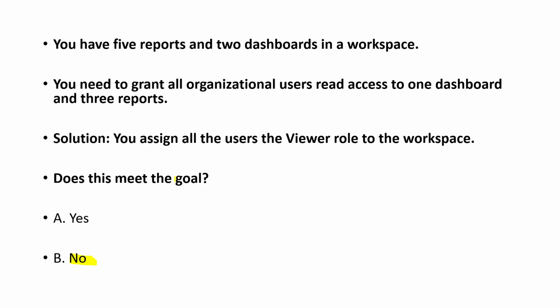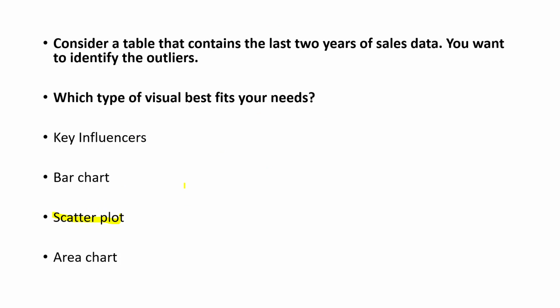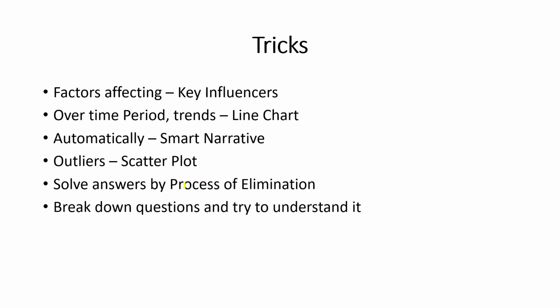See, these are very simple questions. Means if you understand it properly, the Indian Paradise trick which I have told you, this trick, solve answers by process of elimination or break down the questions, then you will definitely 100% understand the question and find the correct answer. And also with these keywords, if factors affecting, key influencer, over period time trends, line chart, automatically the keyword is smart narrative, and for outliers, scatter plot, like this.